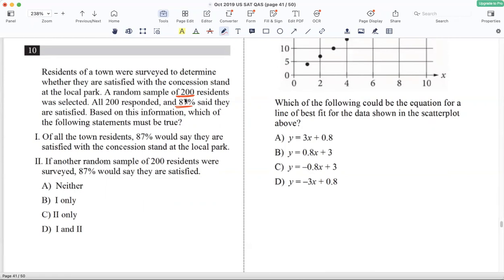Number one, of all the town residents, 87% would say that they are satisfied with the concession stand. I can't say would say, right? I can say that they are likely to say, because would say brings a level of certainty that sampling does not allow. So this is not correct. Number two, if another random sample of 200 residents was surveyed, 87% would say that they are satisfied. So again, 87% are likely to say, but I may not get the exact same results. So neither one nor two.